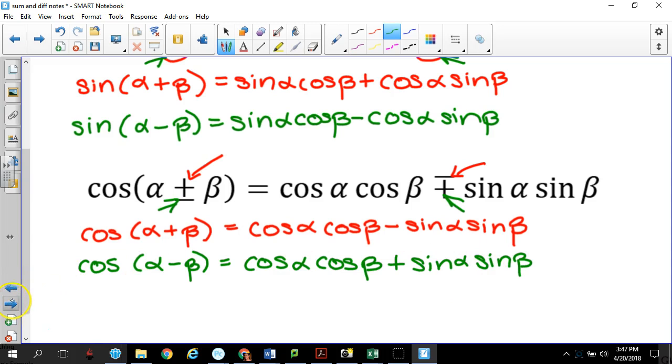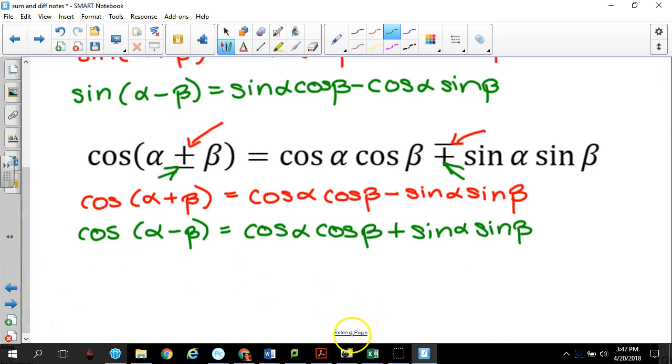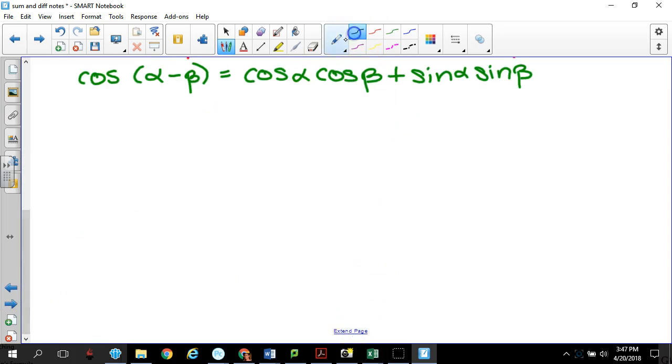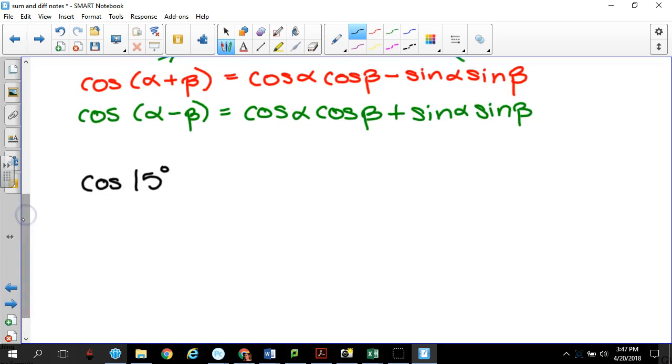Okay? So in order to actually use these, say for example, I'm asking you to find the exact value of cosine 15 degrees. If you were to put it in a calculator, it would get you a decimal back. But I want the exact value. Just like the exact value of the cosine of pi over 4 is square root 2 over 2. I want something exact like that.